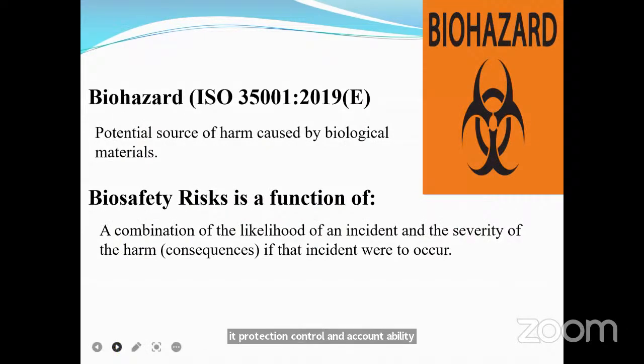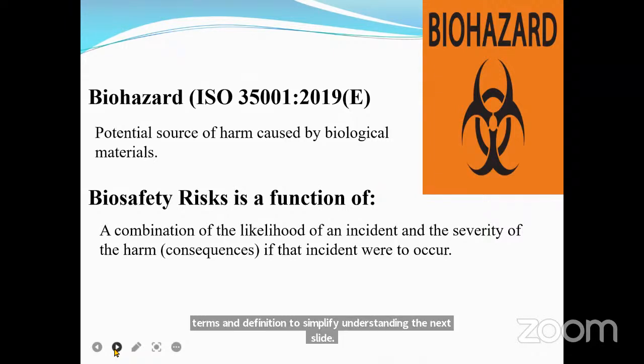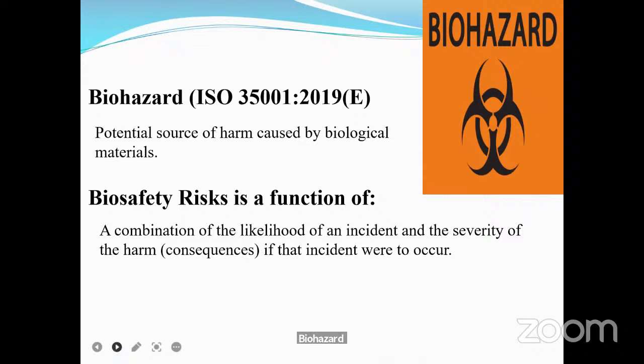We come to the next slide. Here I have some terms and definitions to simplify understanding of the next slide. Biohazard definition: a potential source of harm caused by biological material. If we use the suffix of this word, hazard, we can identify it as a potential source of harm caused by non-biological material.